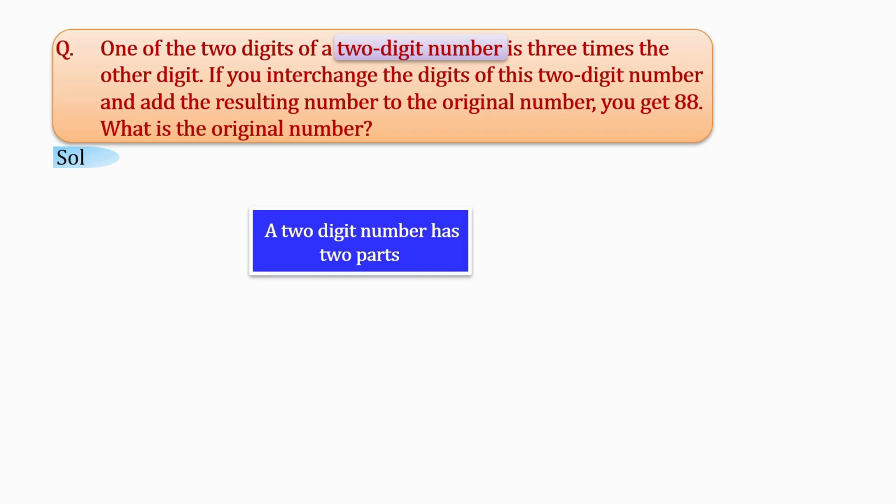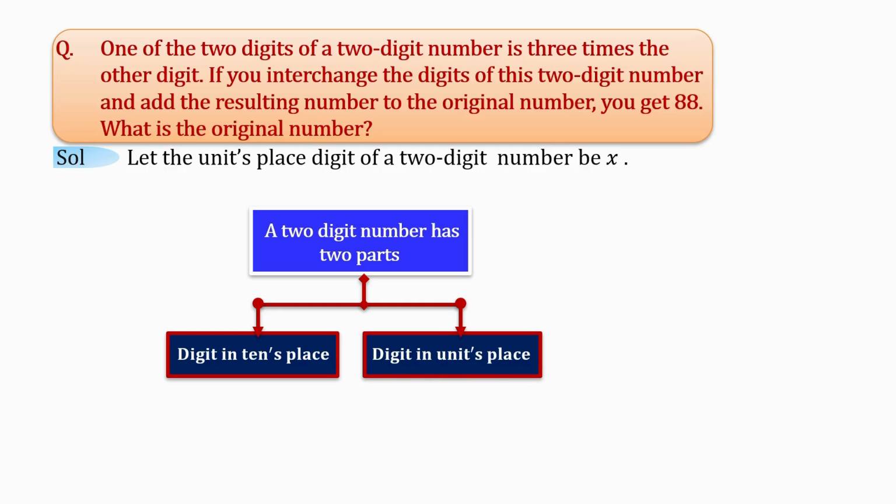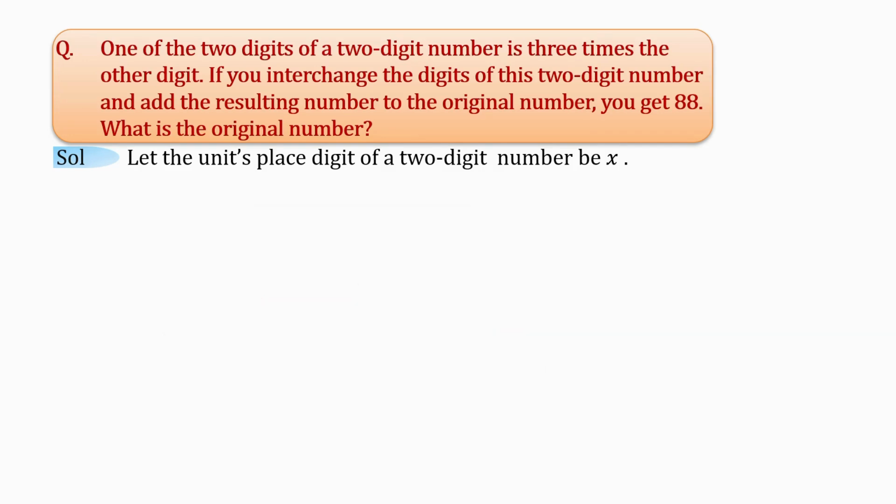Now here they have given a two-digit number. A two-digit number has two parts, that is the digit in the tens place and the digit in the units place. So let the units place digit of the two-digit number be x. Then the tens place will be 3 times the units place, that is 3x.